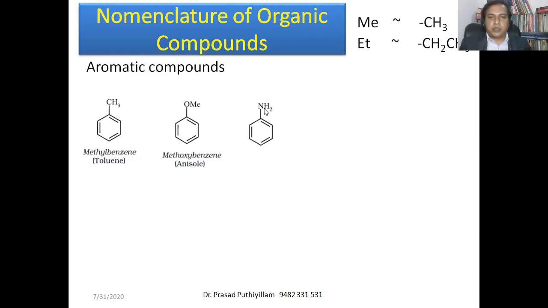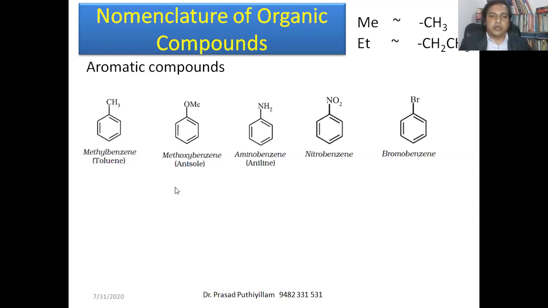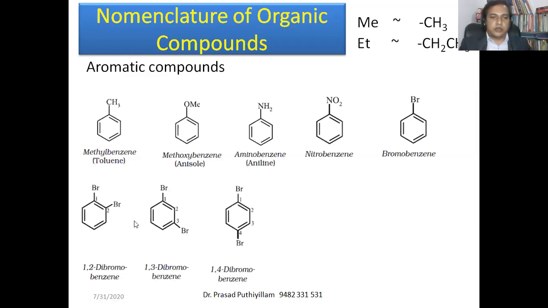Third example, an NH2 group on benzene. Therefore, it is aminobenzene, commonly known as aniline. Nitrobenzene: this is a nitro group attached to benzene. Therefore, it is nitrobenzene. Now this is bromobenzene. Here is another example that I took, containing two bromine atoms, at position 1, 2.